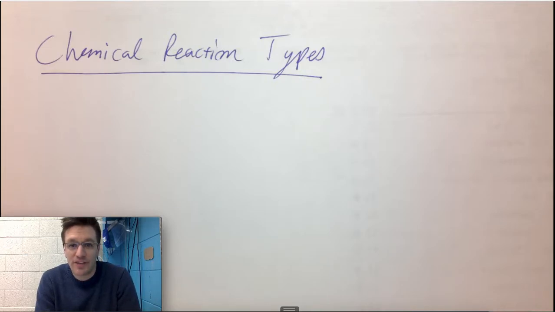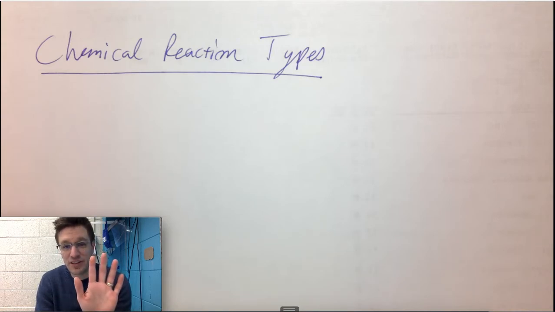Today we're going to talk about chemical reaction types. This is a really important topic in chemistry in general. I mean, the whole point of chemistry is to talk about chemistry happening, which is chemical reactions. So in high school, you learn about 5 different types of chemical reactions.